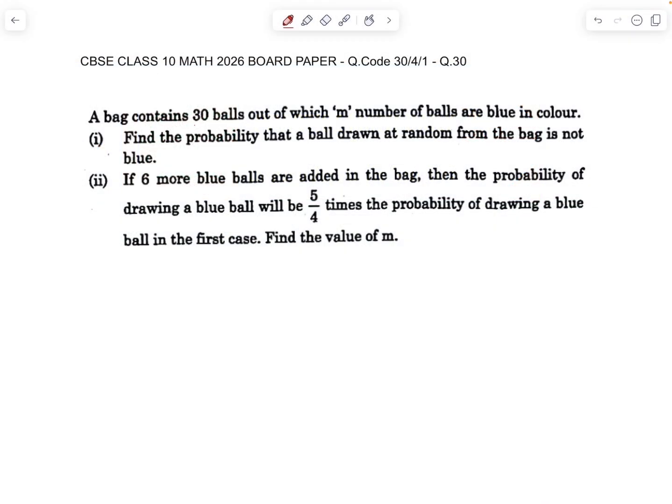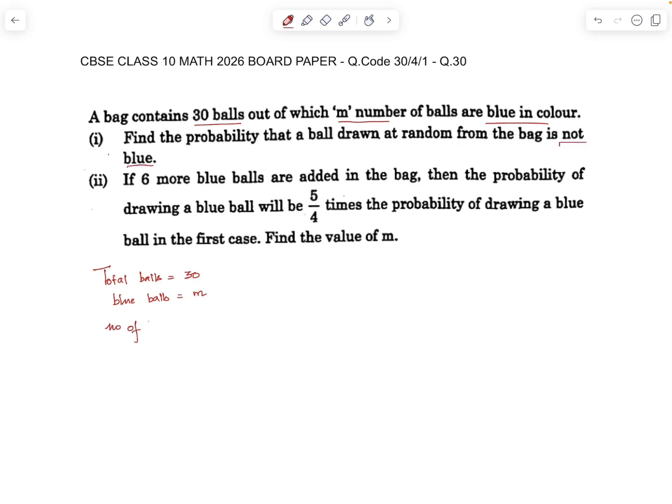A bag contains 30 balls out of which m number of balls are blue in color. Total balls in the bag is 30 and the number of blue balls is m. Question 1. Find the probability that a ball drawn at random from the bag is not blue.